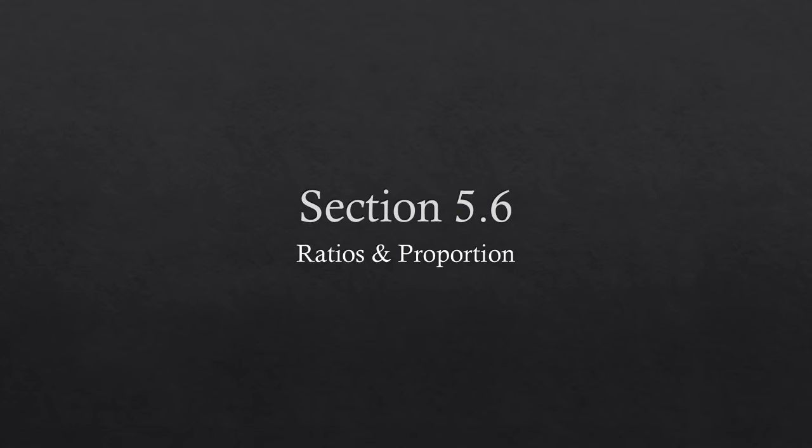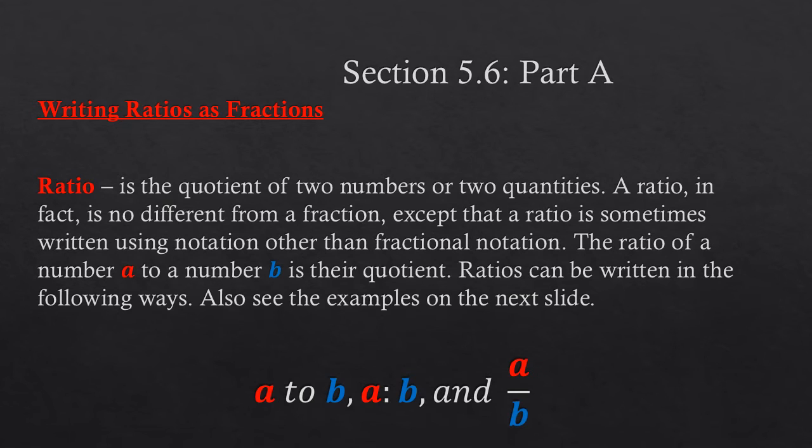Section 5.6, Ratios and Proportions. Writing ratios as fractions. By definition, a ratio is the quotient of two numbers or two quantities. A ratio, in fact, is no different from a fraction, except that a ratio is sometimes written using notation other than fractional notation. The ratio of a number A to a number B is their quotient. Ratios can be written in the following ways. Also see the examples on the next slide. A to B, A colon B, and A divided by B. These are all the ways you can write ratios as fractions.